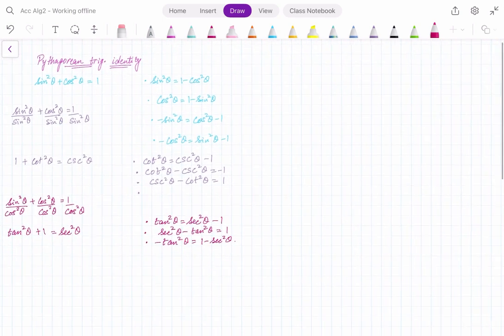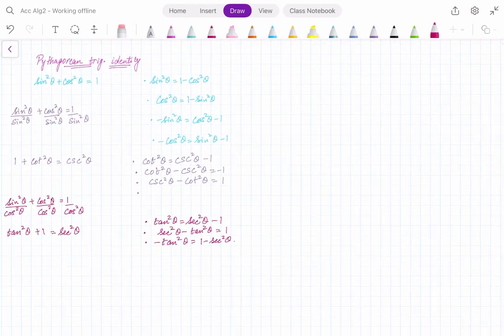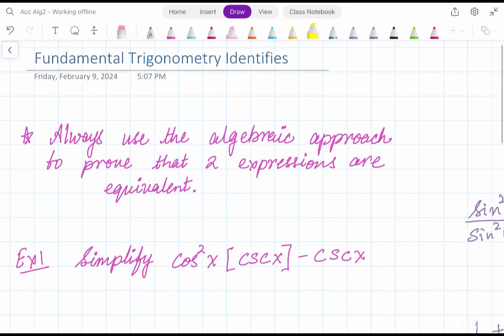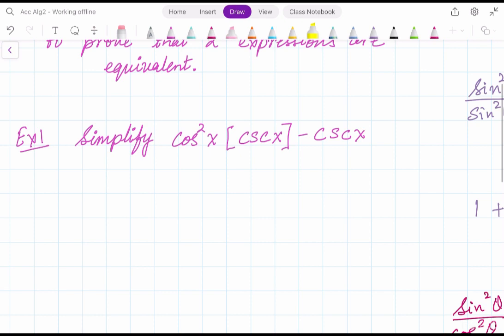Now, these are all the sets of identities we derived from one basic identity, sine squared theta plus cos squared theta is equal to 1. And these will help us to solve these types of problems. So remember, always use the algebraic approach to prove that the two expressions are equivalent. Before we start to prove that the expressions are equivalent, let's understand how to simplify them.